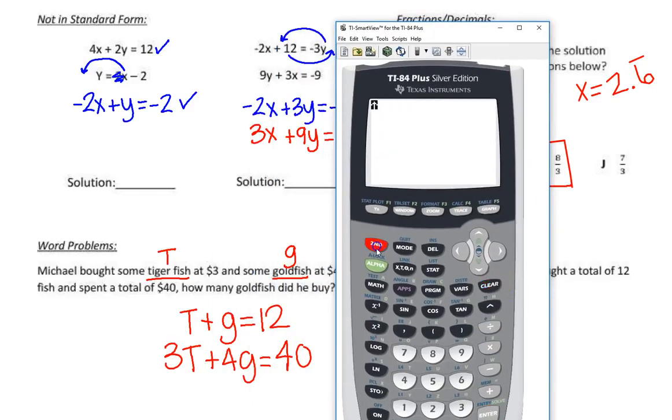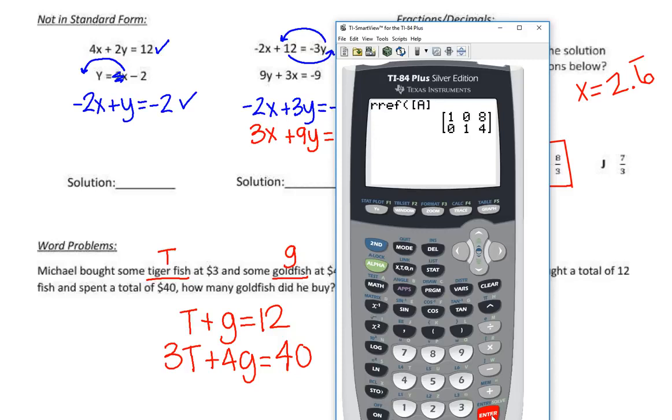The last one we're going to do, guys. Second matrix, over to edit. It's already a 2 by 3. So I'm going to type in my values. This is a 1, and a 12. So positive 1, 12. Then that's 3, 4, 40. Perfect. Second quit. Second matrix, over to math. RREF, enter, second matrix, enter, enter.